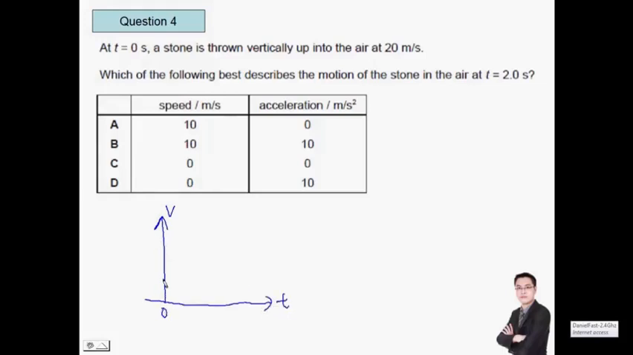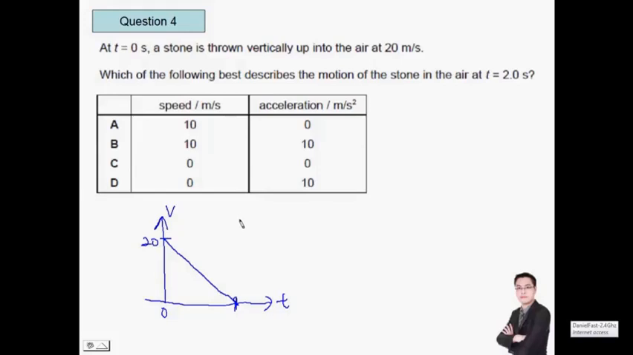At 0 seconds, the stone is thrown upwards with an initial velocity of 20 meters per second. While it's moving up, it's subjected to gravitational deceleration, so the velocity of the stone is decreasing constantly until it hits the maximum point, which is at this time. To get the timing at which it hits the maximum point, we make use of the gravitational deceleration value of 10 meters per second squared with the initial velocity of 20.